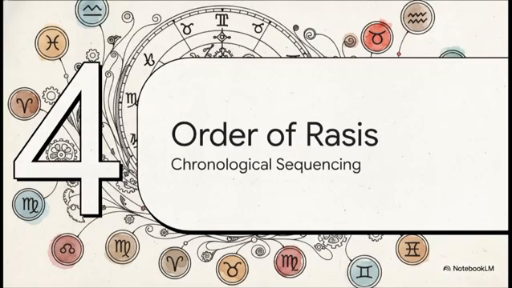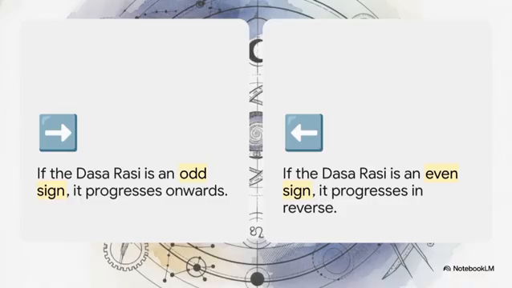Next up, Section 4, Order of Rasi Antardashas. Okay, so once we have the mathematical duration sorted, we need to figure out the chronological sequencing. Verse 6 establishes two contrasting rules, and they are based entirely on the nature of the sign.